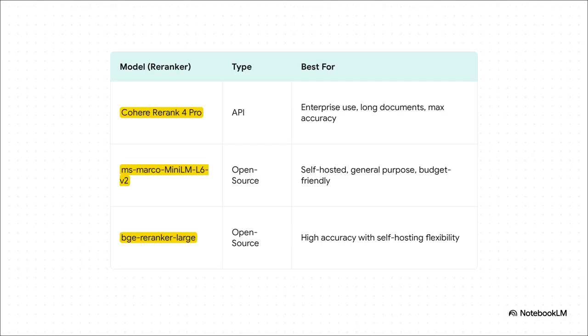Then for stage 2, your re-ranker, you also have fantastic choices. If you want maximum accuracy right out of the box, an API like Cohere's is a beast, especially for long, complicated documents. But if you want to run things on your own servers, open source is the way to go. A model like MS Marco MiniLM is a great budget-friendly all-rounder, while something like BGE Ranker can give you absolutely top-tier accuracy with that self-hosting flexibility.